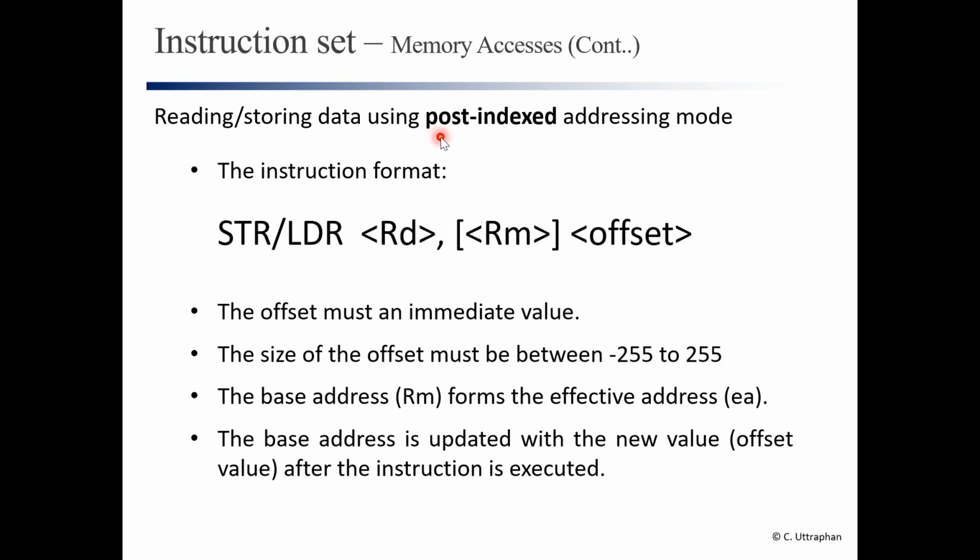Another variant of the addressing mode with offset is the post-indexed addressing mode. The format of this instruction is like this. The offset is the immediate value, outside the square bracket. The size of the offset must be between -255 to 255. The base address Rm forms the effective address. The key observation here is, the base address is updated with the new value, which is the offset value, after the instruction is executed.